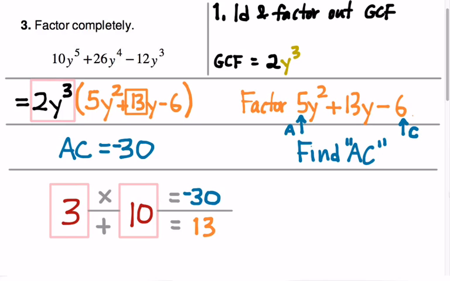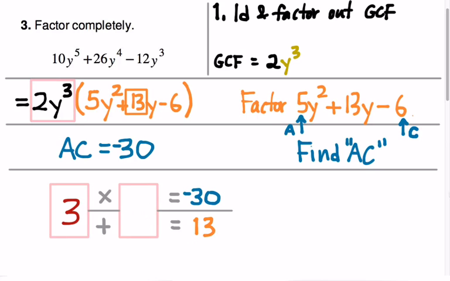So 3 and 10, we know that one of them needs to be negative in order to multiply together to give us negative 30. If I make the 3 negative, then these are going to add together not to give me 13, but they're going to give me 7. So that doesn't quite work. If I make the 10 negative instead, then all that does is give me negative 7 for the sum. So what do we do with the negative 30?